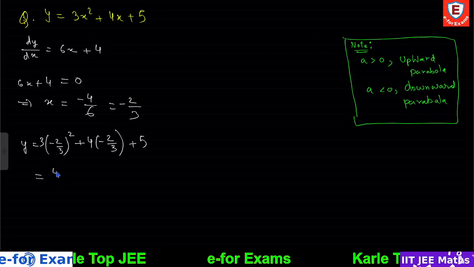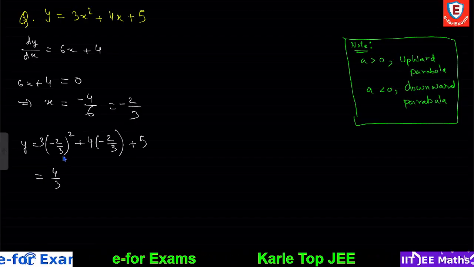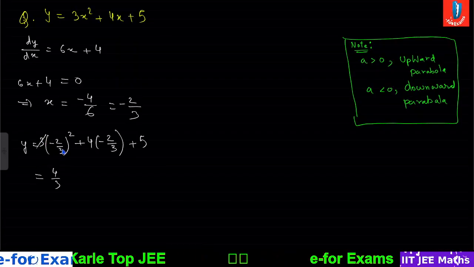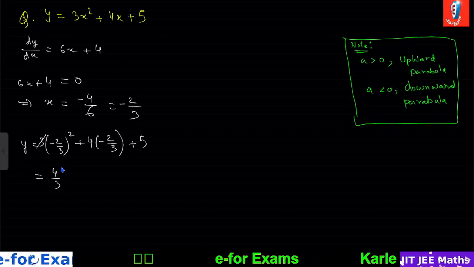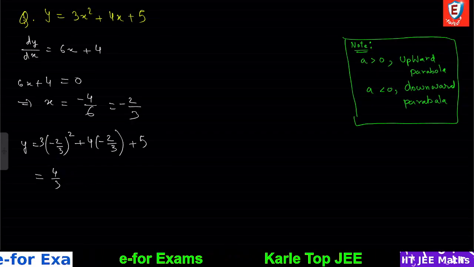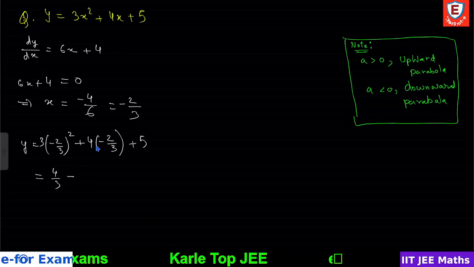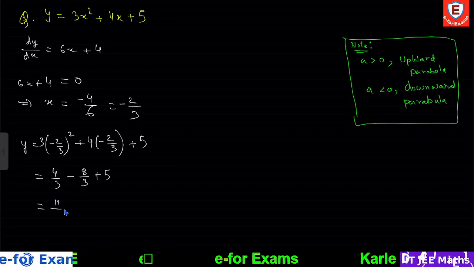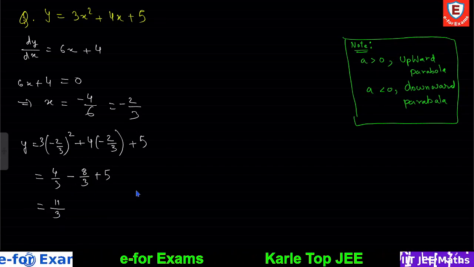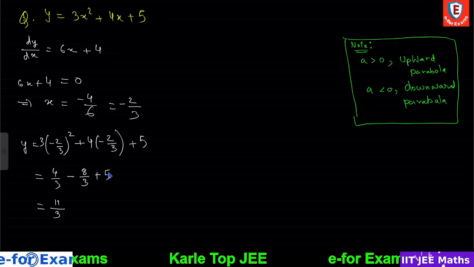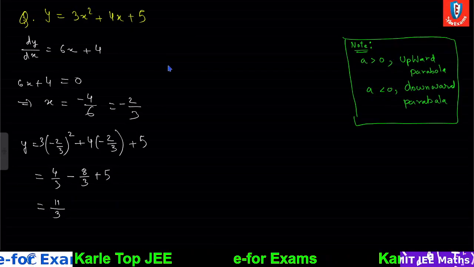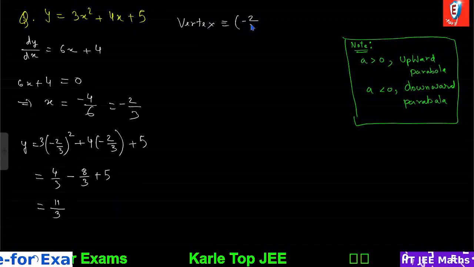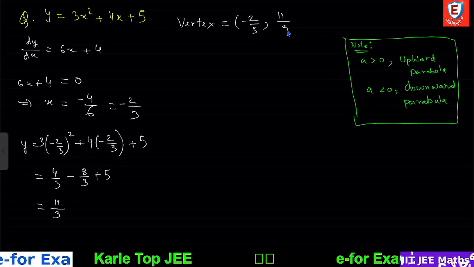This means 4 by 3 here. Here it will be 9, right? 3 into 3. One 3 will get cancelled with this. So it will be 4 by 3. 2 square means 4, so 4 by 3. This will be minus 8 by 3 plus 5. Here you get y as 11 by 3. If you take LCM, it will be 3. Here it is 4 minus 8 plus 15. It will be 11, so 11 by 3. Now the vertex of the parabola is (minus 2 by 3, 11 by 3).